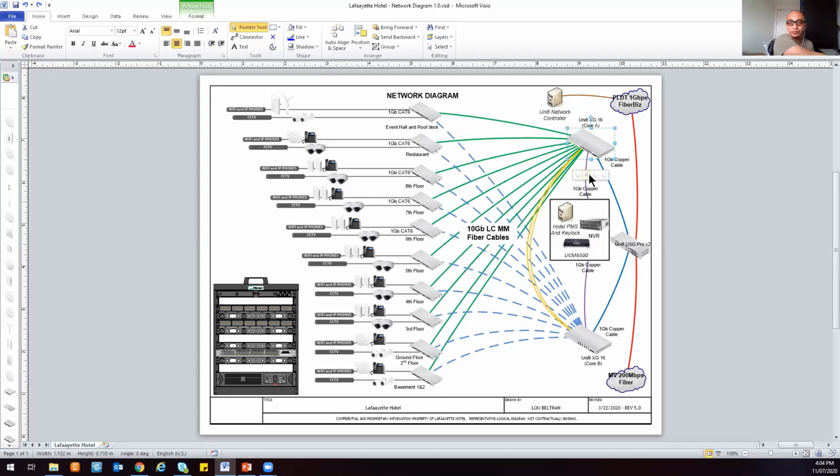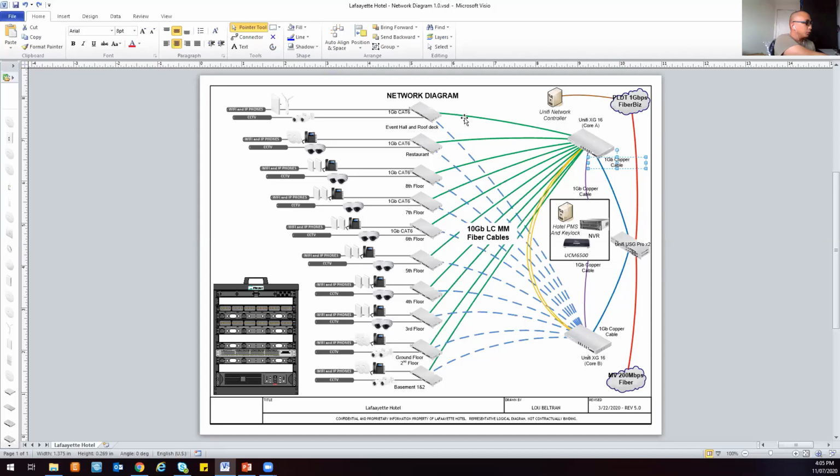Then we also have two Unifi XG switches, one primary and one secondary. We're going to be naming them Unifi XG 16 Core A and Core B. All of our servers will be hooked up to these core switches via 1 gigabit copper cables. And these two core switches will be connected to our Unifi Security Gateway Pros using 1 gigabit copper cables also. If you see this yellow line here in the middle, that is for redundancy purposes. It's a 10 gigabit multimode fiber link between the two core switches to provide redundancy and communication.